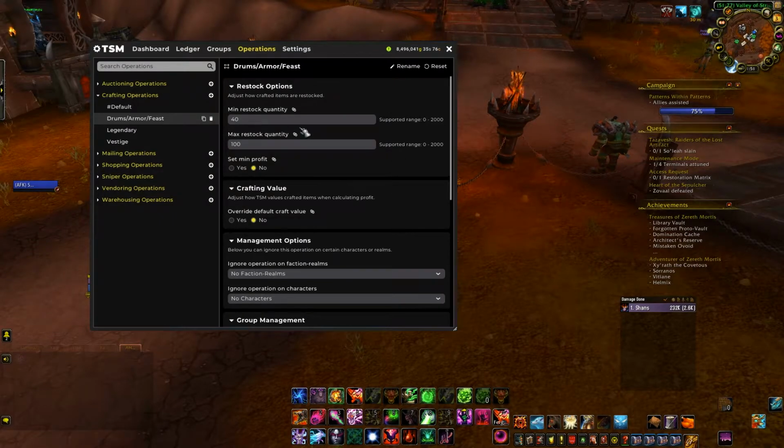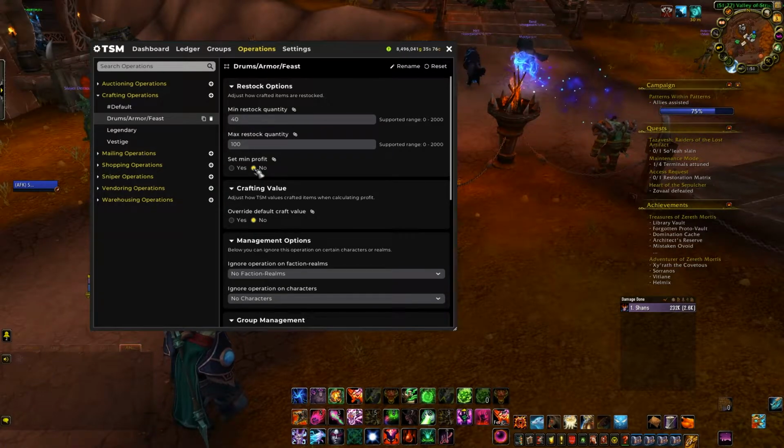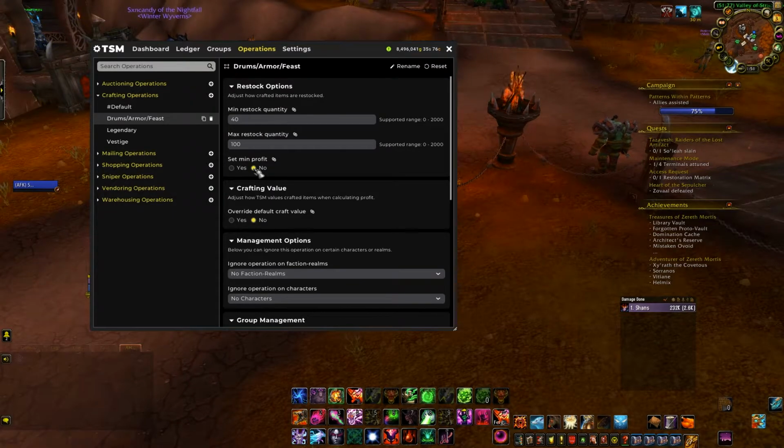And so you can move this around as you want. Set minimum profit, I select no. With the crafting module, it will give you a recommendation. It'll tell you, is this profitable to make? And on most things, honestly, it says no, it's not.